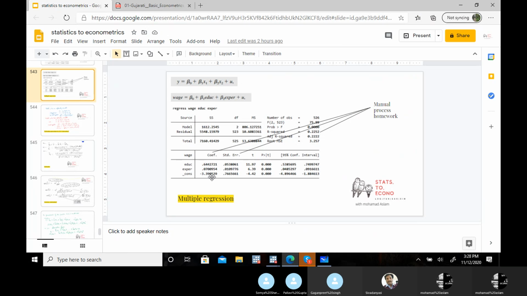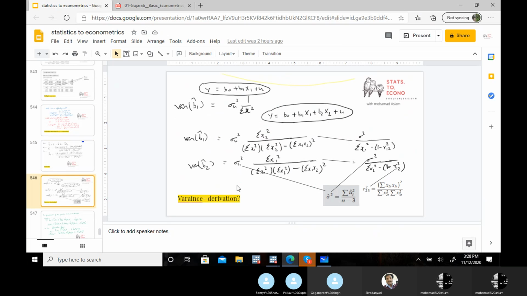So this part is done. Then the next part is standard error, which will come from the variance. In the previous part, we did a derivation for the variance of beta 1 hat and the variance of the intercept coefficient. Similarly, here we need a variance part. If we have a single bivariate model, this derivation we did for the slope coefficient, right?